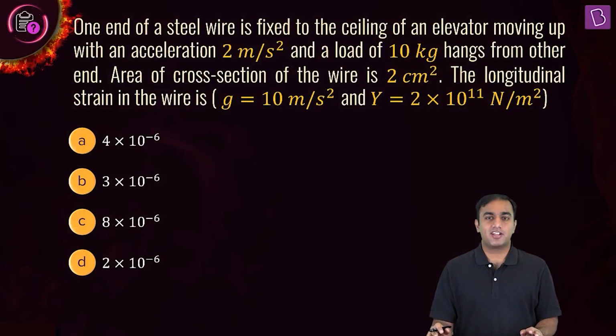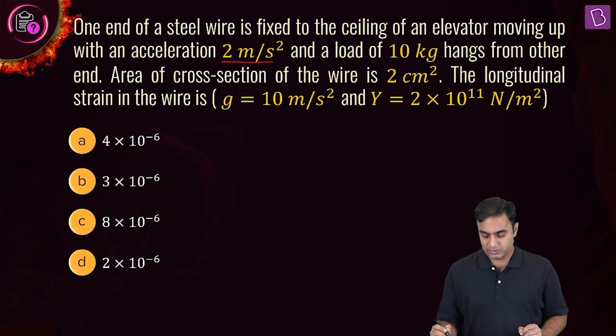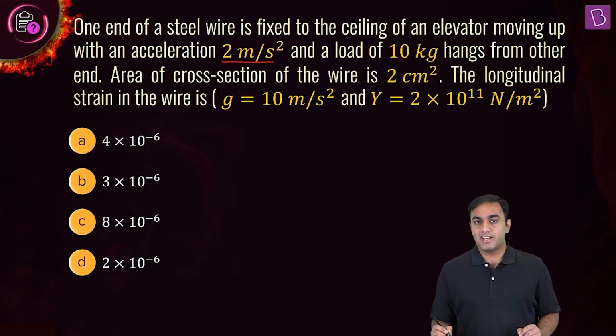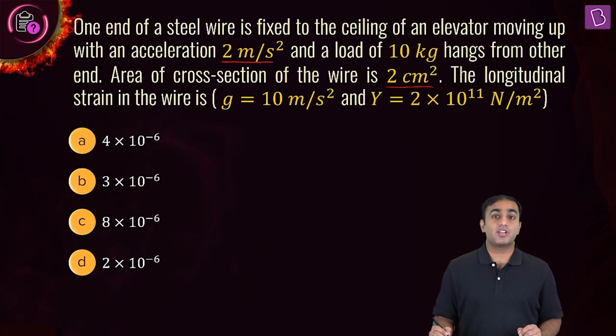Let's have a look at the data given in the next question. We are considering here a steel wire whose one end is fixed to the ceiling of an elevator, which itself is moving up with an acceleration 2 meters per second square. There is a load 10 kg attached to the other end of the string. And the area of cross section of the wire is given to be 2 centimeters square. And we are supposed to find the longitudinal strain produced in the string.